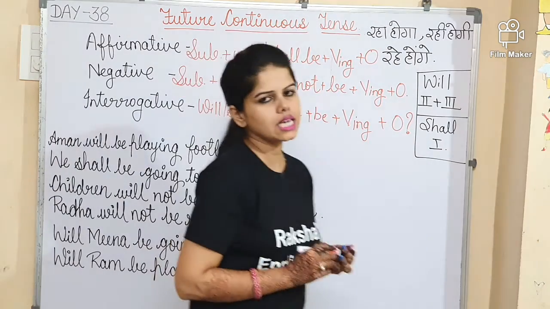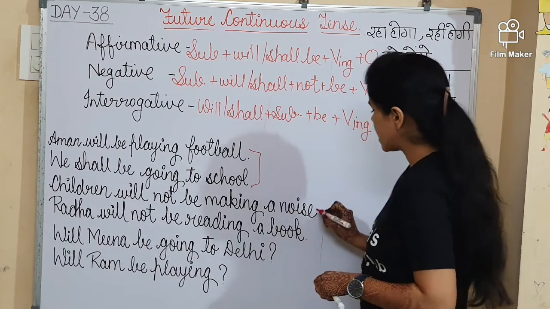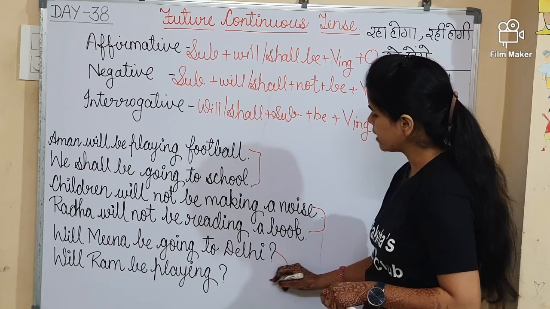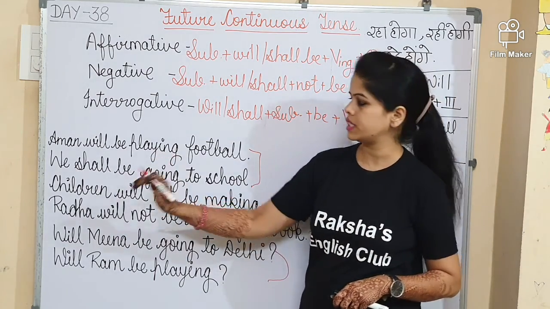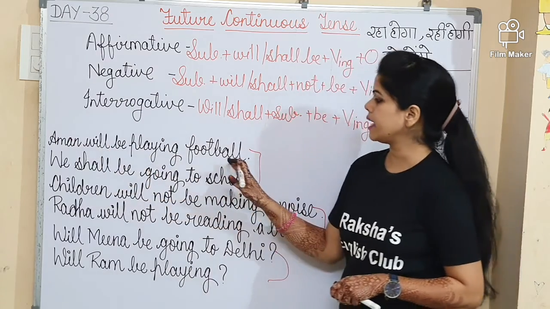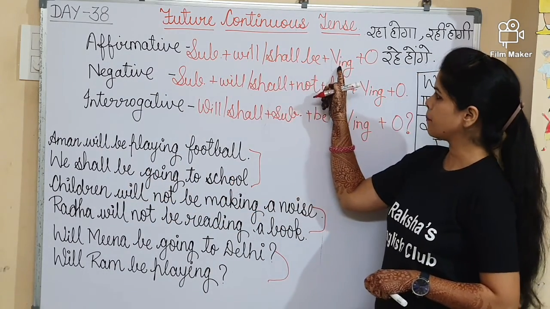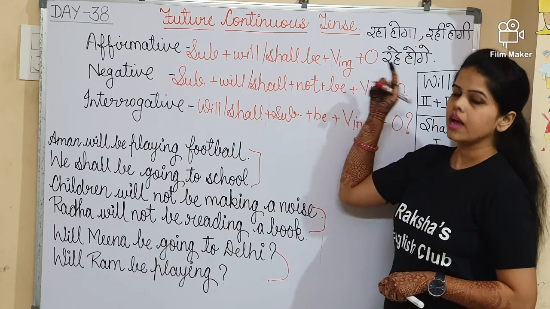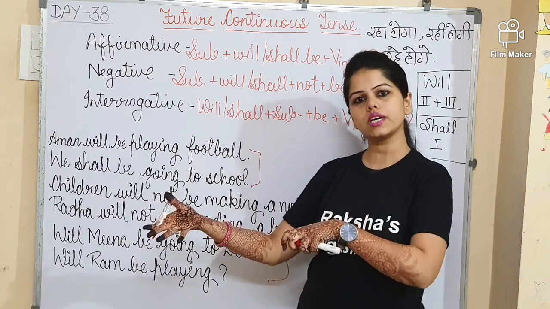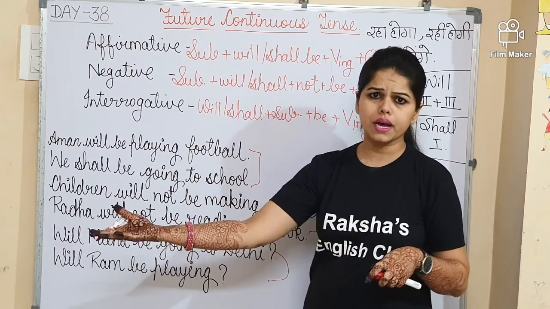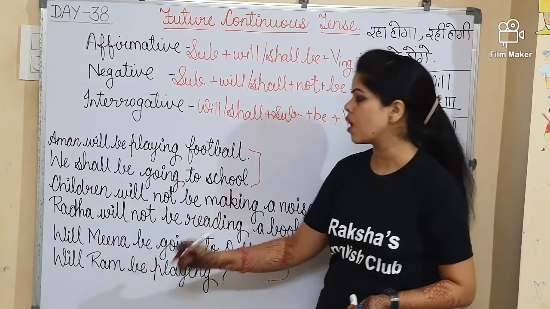Now we will see few sentences of affirmative, then negative and then interrogative. Okay, now see the sentences of affirmative. Aman will be playing football. Aman football khel raha hoga means in the future या कल या थोड़ी देर बाद, इट इज फ्यूचर. ओके, सो वो ऐसा कर रहा होगा.